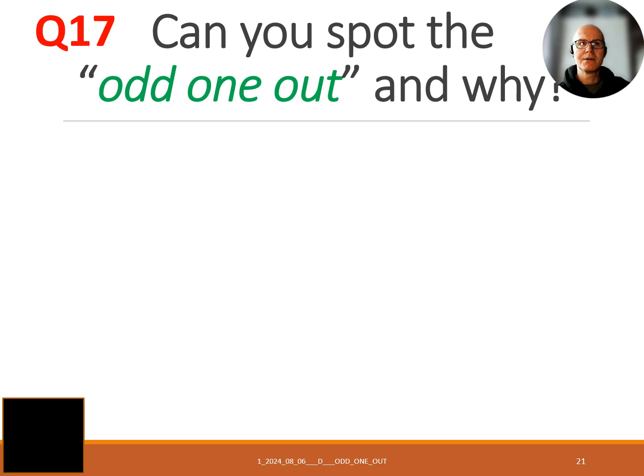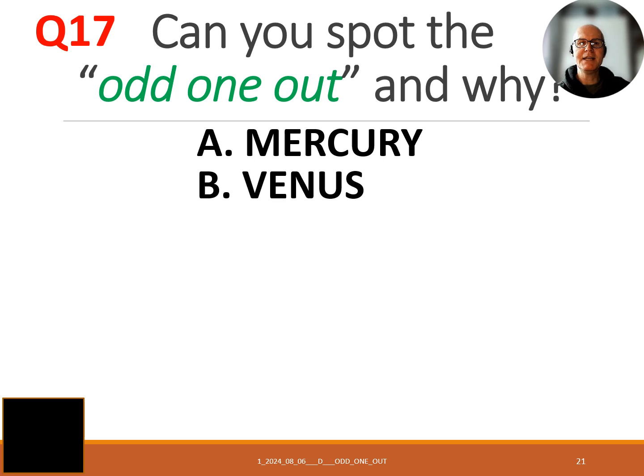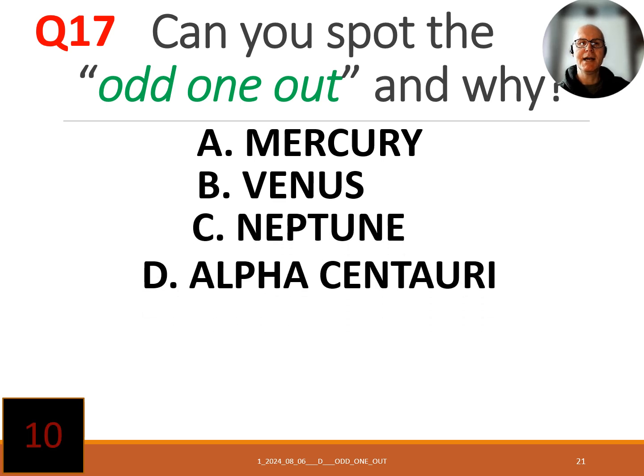Question 17. A. Mercury. B. Venus. C. Neptune. And D. Alpha Centauri. What's the odd one out from these four celestial bodies and why?